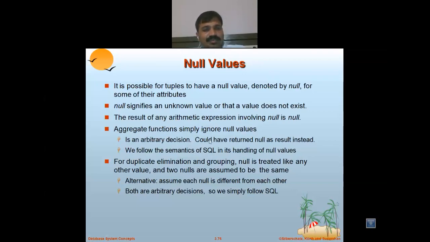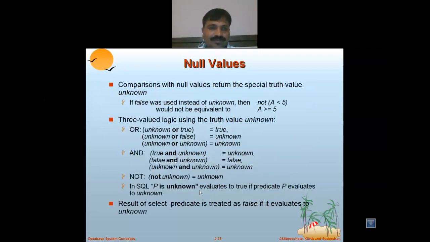An arbitrary decision could be made to write the result as null instead. We follow the semantics of the SQL query language, so we can use SQL with null values. For duplicate elimination and grouping, null is treated like other values, so two null values are going to be the same. The alternative is to assume nulls are different from each other, which is an arbitrary decision. So we simply follow what SQL does.